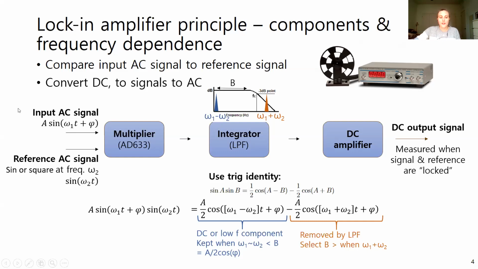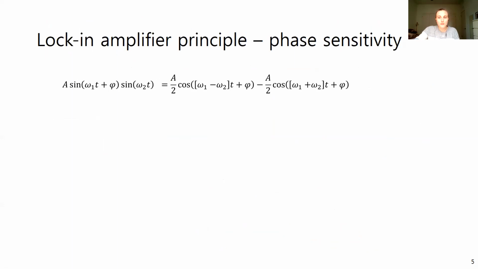Okay. And then this math down here is the important aspect of the frequency dependence, or the frequency selection, of the lock-in amplifier. But we can also apply this to phase sensitivity as well. So we have the same input signal and reference signal here that are multiplied together. This is just the same expression written again. And let's say that we have the same frequency for our input and our reference signal.